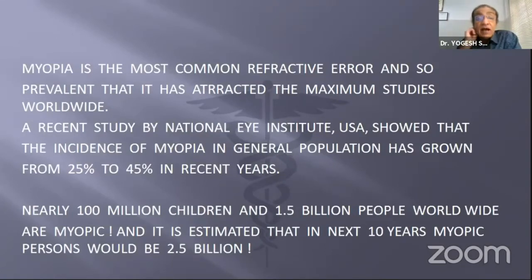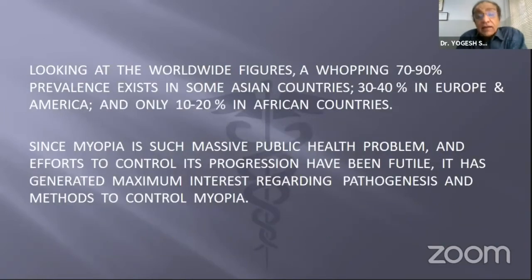And that is, half of the world's population would be myopic in the next 10 years. So you can see the menace and the magnitude of myopia, which is now going to come forward. Now, looking at the worldwide figures, a whopping 90% exist in Asian countries like ours, 30 to 40% in America, and only 10 to 20% in African countries. There's a reason for this. I'll tell you later on.